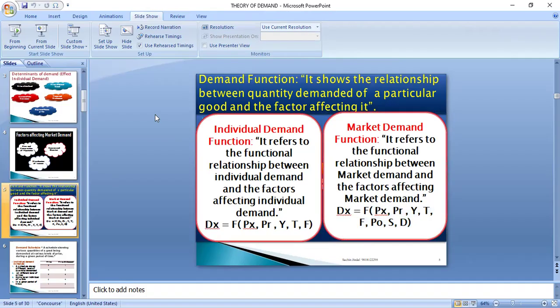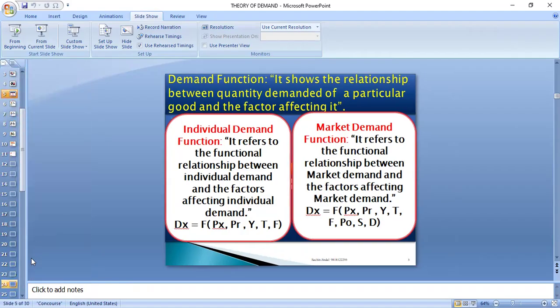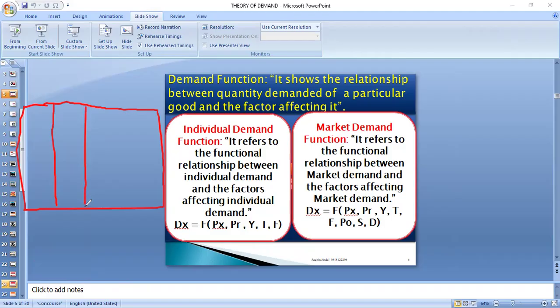For more clarification, let's take an example and try to understand the meaning of individual demand and market demand. I am making a table for you all, to understand the meaning of individual demand and market demand. First of all, we are showing price, then firm A's demand, firm B's demand, and then market demand.